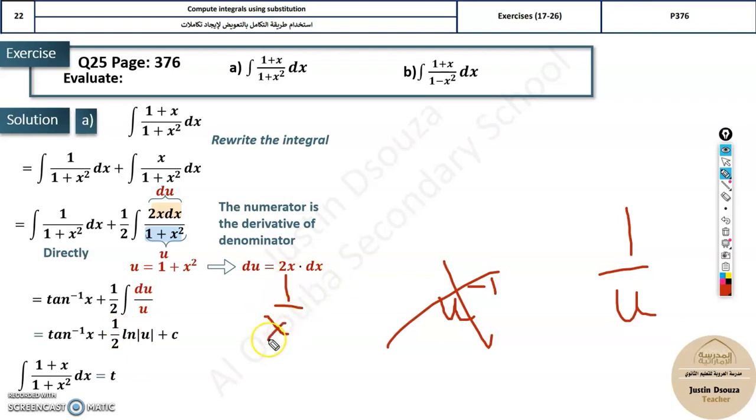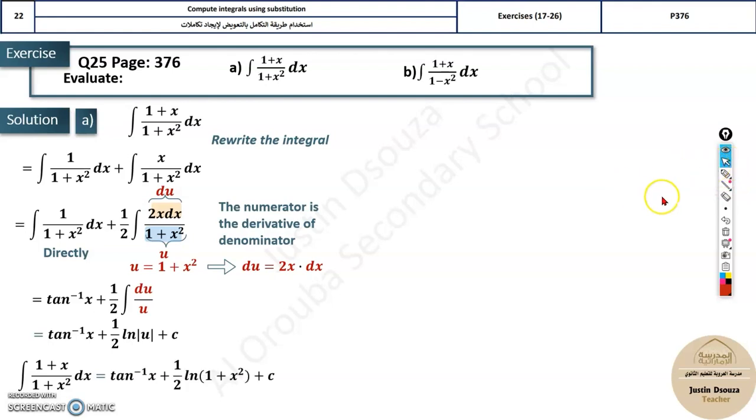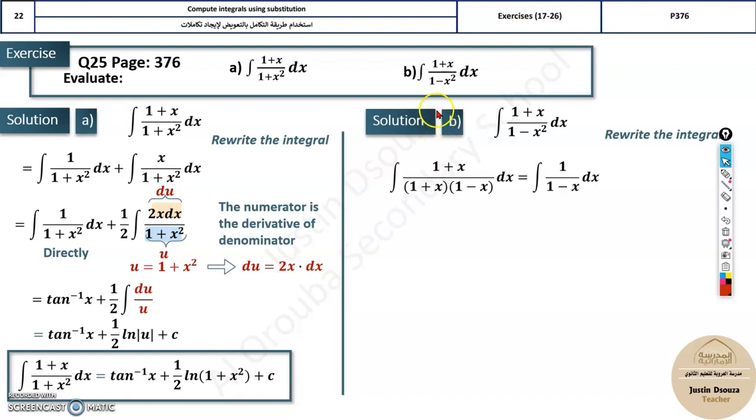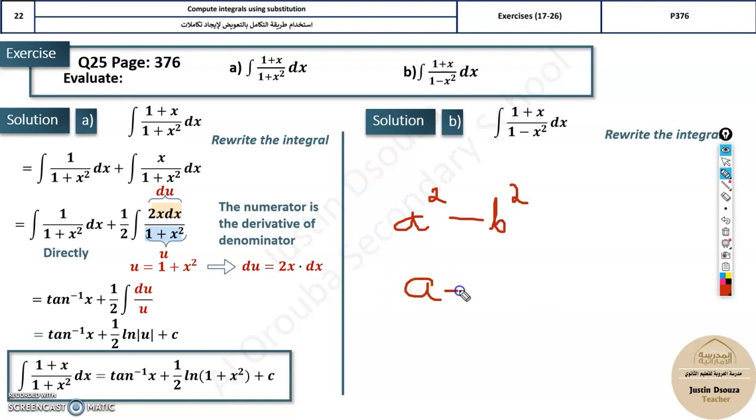So it's 1 by x. The integral is always ln of magnitude of x, because the natural logarithm cannot take a negative. Now the right side is simpler. Over here the answer will be after you substitute whatever you assumed to be u. Now see this one, the next question. You can see over here it's minus. That means you have the formula, that is a squared minus b squared. What is the formula? It is a plus b, a minus b. Same way, use the formula over here.